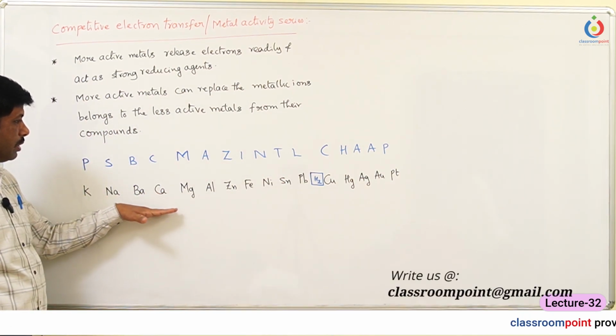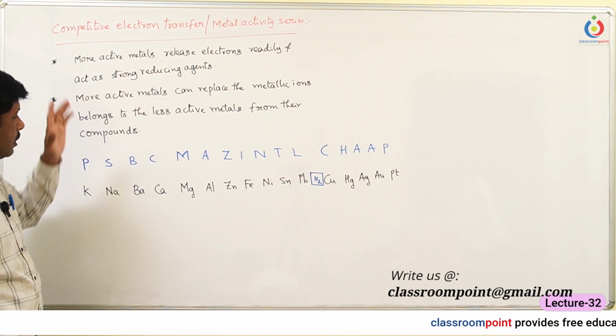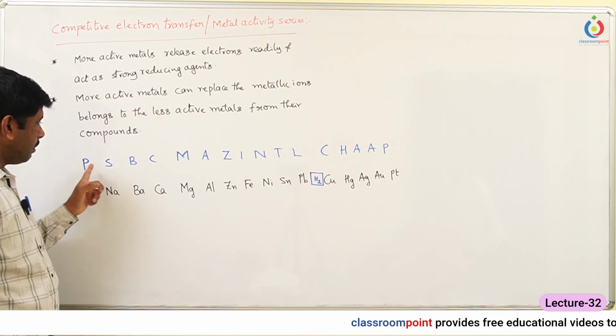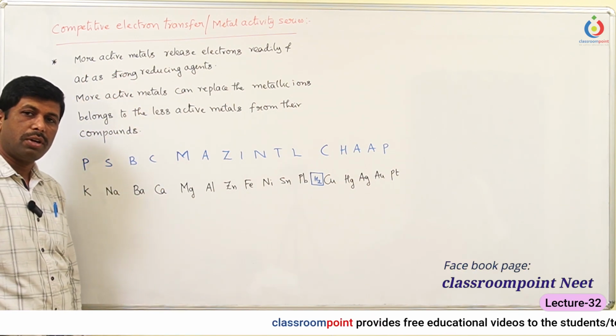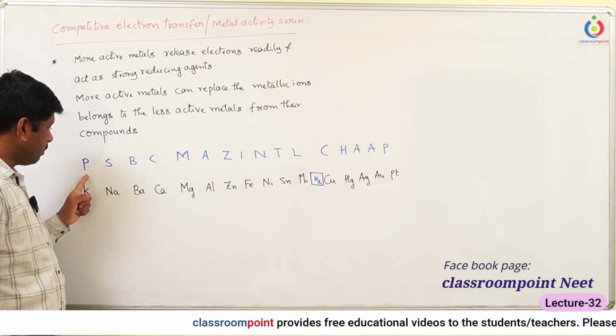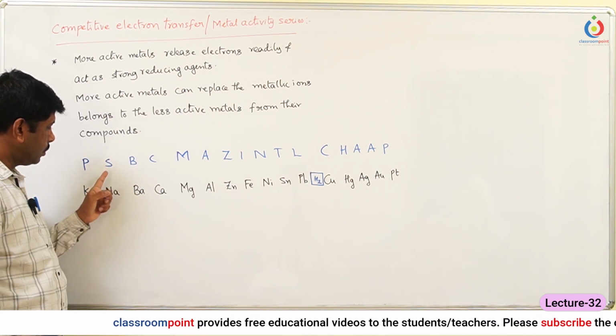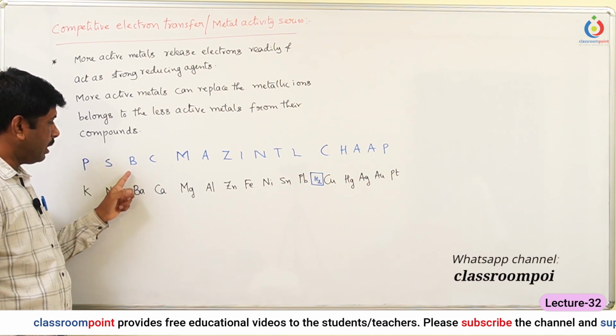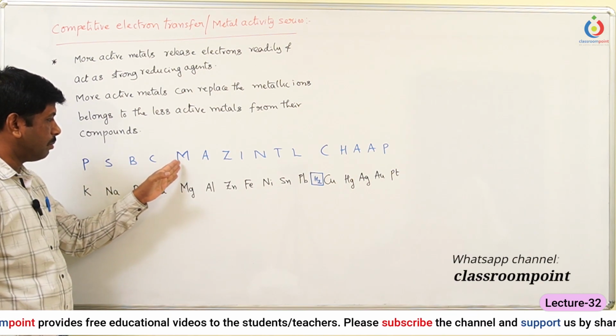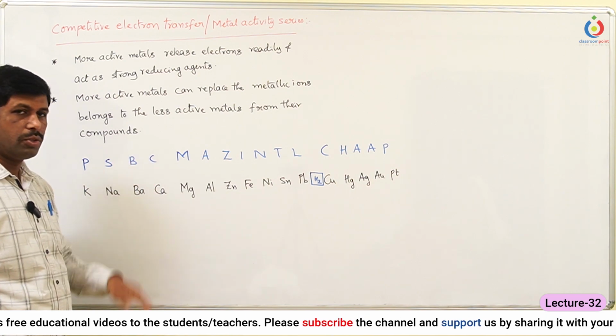So, how do we use this metal activity series in understanding these two points? Very simple: these metals are arranged in the decreasing order of their activity. That means potassium is more active than sodium. Sodium is more active than barium. Barium is more active than calcium. Calcium is more active than magnesium, and so on.